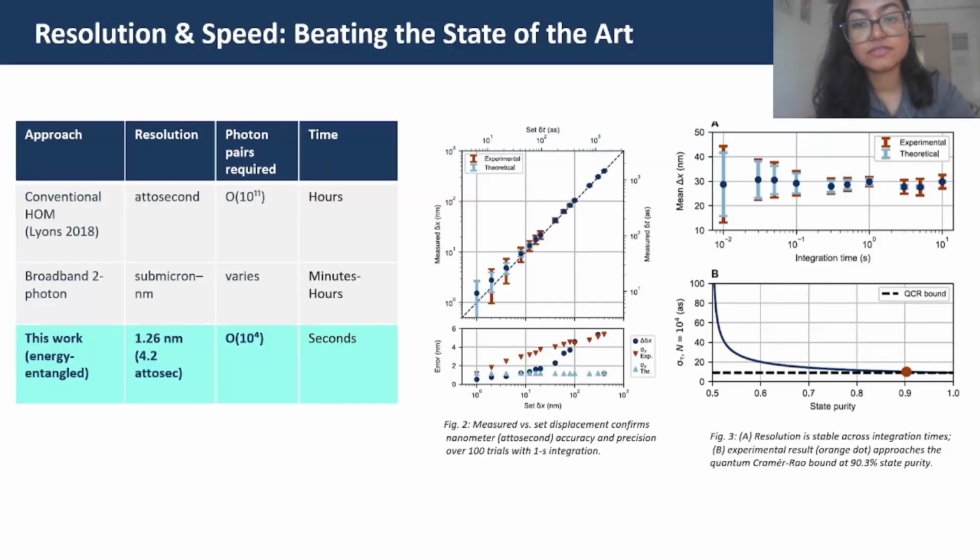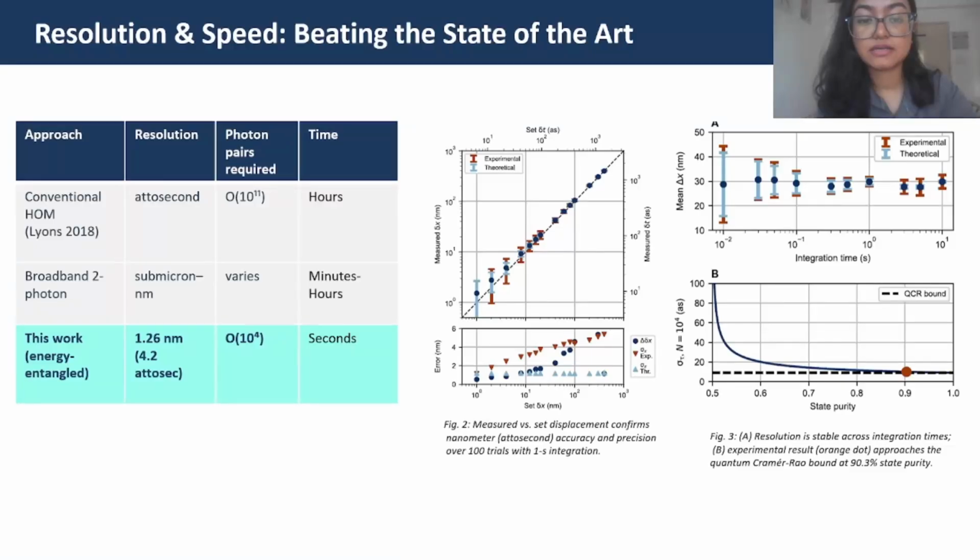That is a reduction of 7 orders of magnitude in required photon number, achieved by using large frequency tuning of the energy-entangled state rather than broadband bandwidth. Figure 2 shown here validates this with 100 repeated trials at multiple set displacements. The measured displacements track the set values accurately from sub-nanometer through hundreds of nanometers, with error bars consistent with the theory. Figure 3 shows how resolution scales with integration time, and crucially, figure 3b shows the experimental result sitting near the quantum Cramér-Rao bound at 90.3% state purity.